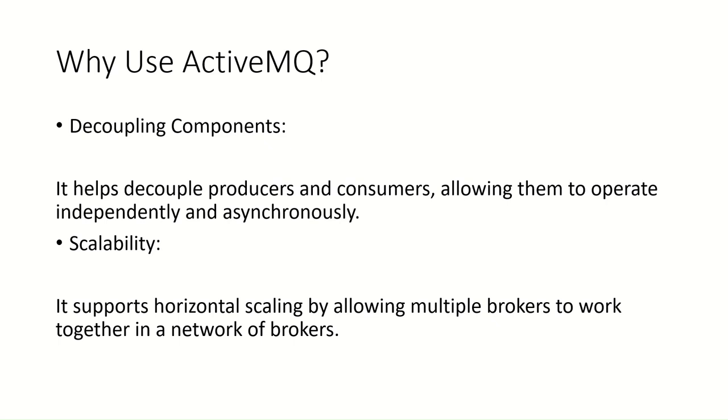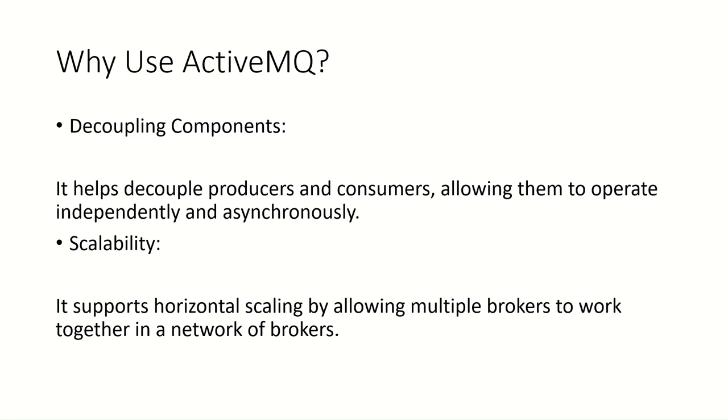The first thing is decoupling components. It helps decouple producers and consumers, allowing them to operate independently and asynchronously. So it promotes asynchronous communication, and it allows the decoupling between the producer and consumer. The producer can independently produce the messages, the consumer doesn't have to wait on this, and the consumer can also independently consume the messages. So it promotes decoupling.